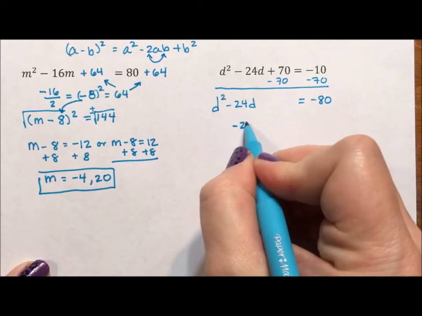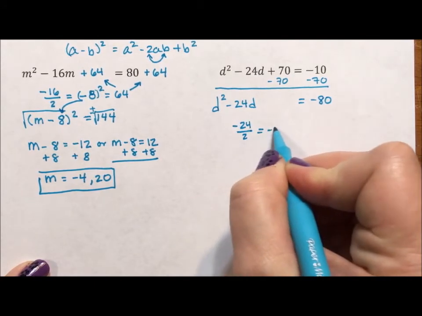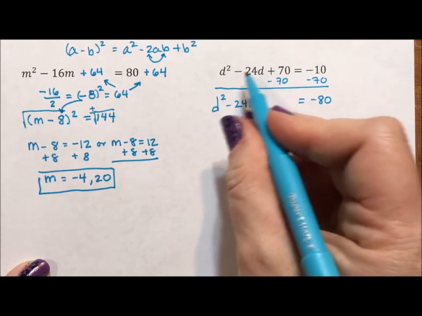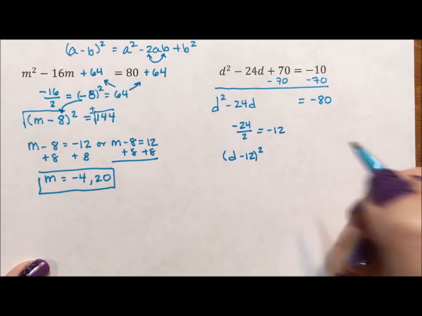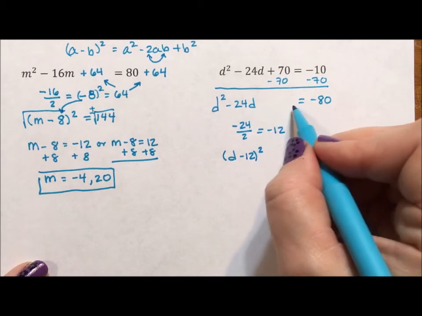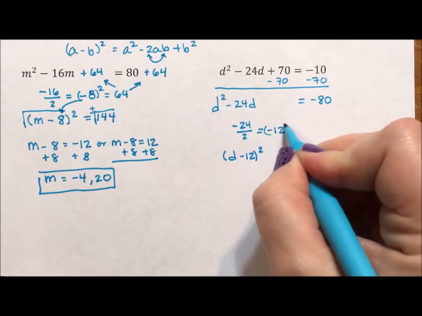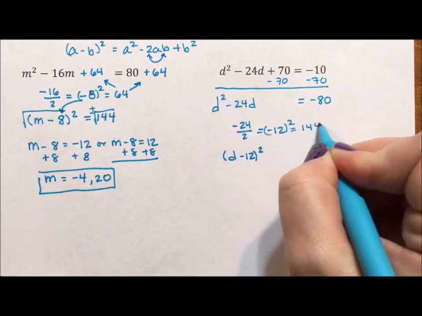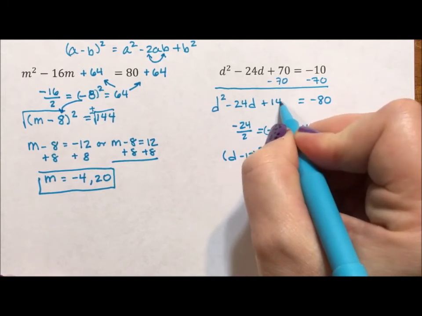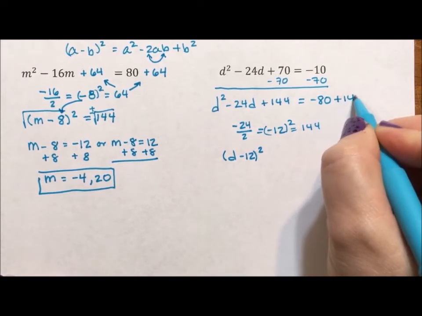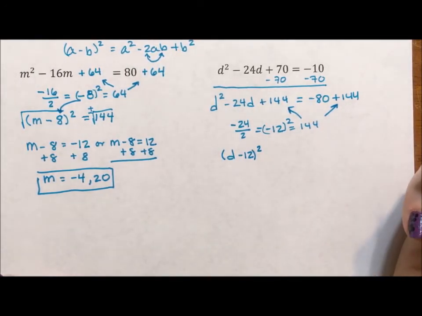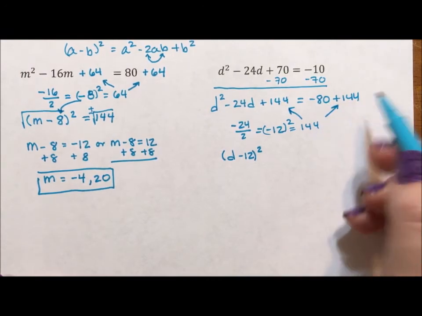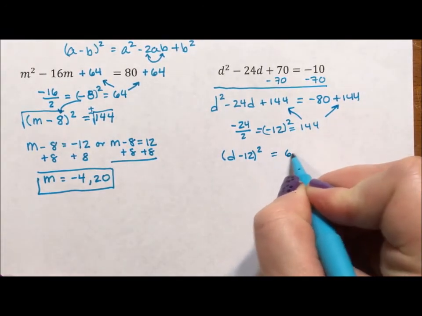I'm going to take the negative 24, divide it in half to get negative 12, which means I want to turn the left-hand side into d minus 12 squared. To do that, I need to put negative 12 squared, which is 144, into both sides of my equation. I need to add it to both sides because if I don't add it to both sides, it doesn't maintain a balanced equation. All right, so negative 80 plus 144 is 64.